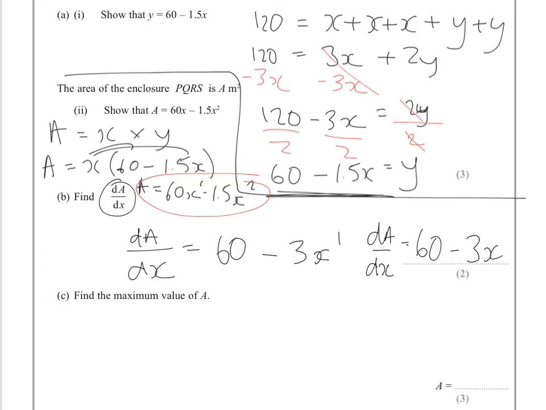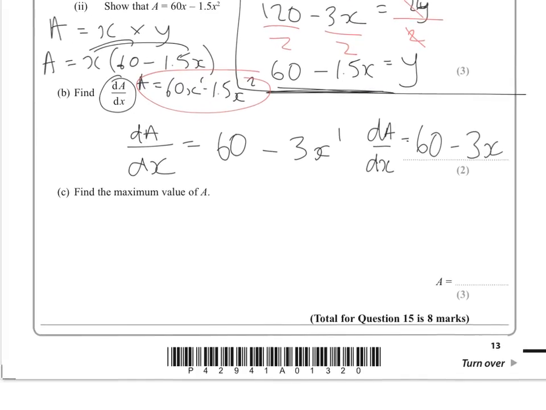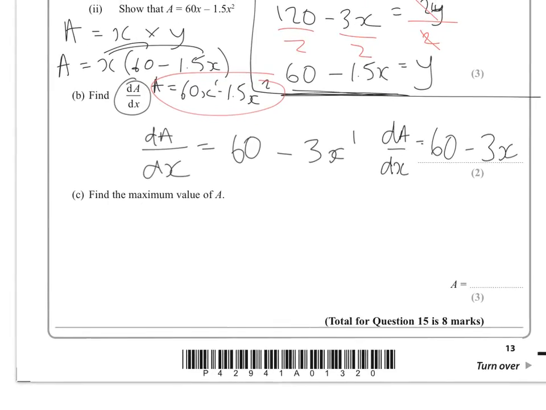Part C, find the maximum value of A. The maximum value of A is where the gradient on the curve is 0. dA by dx is a posh mathematical way of saying gradient. So I want to find where dA by dx equals 0. Hence 0 equals 60 minus 3x.